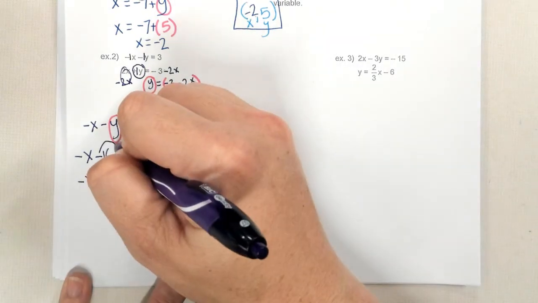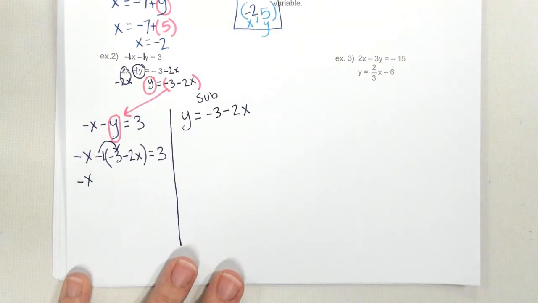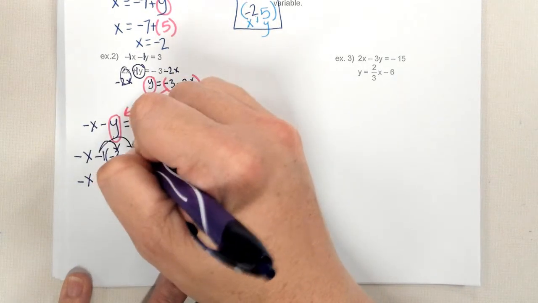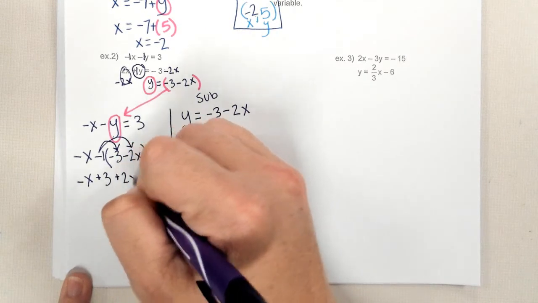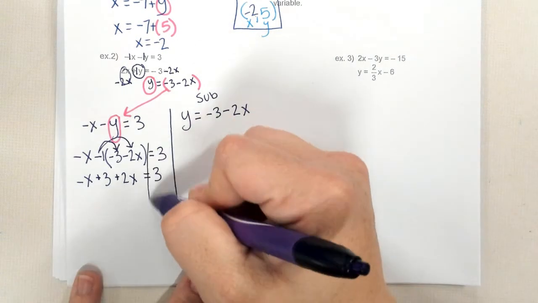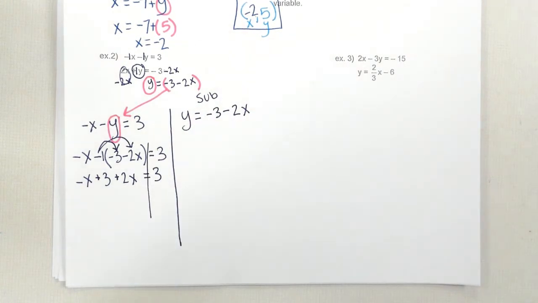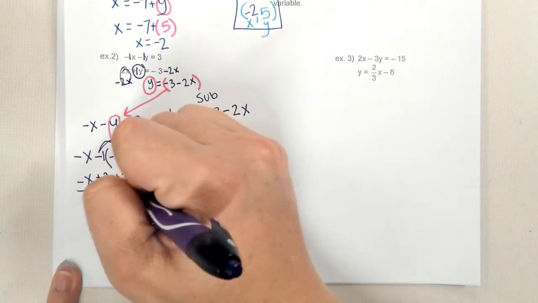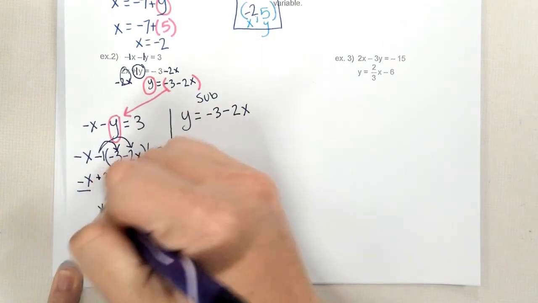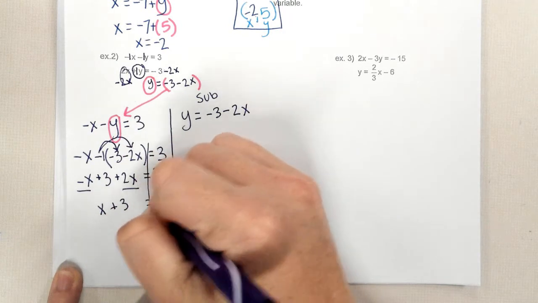So negative 1 times negative 3 is what? Positive 3. 2 negatives makes a positive. And negative 1 times negative 2x is positive 2x. Bring down my equals 3. Now at this point, I need to solve. How do I do that? Combine like terms. What are my like terms? What's negative x plus 2x? 1x or just x. Bring down my plus 3 equals 3.